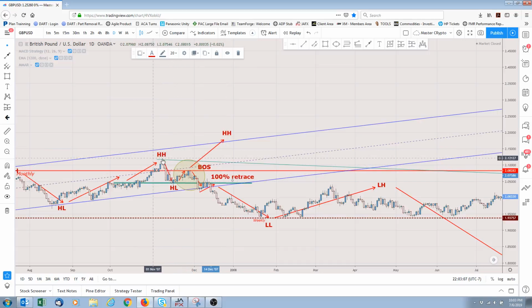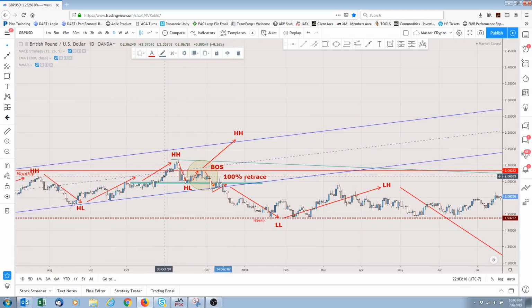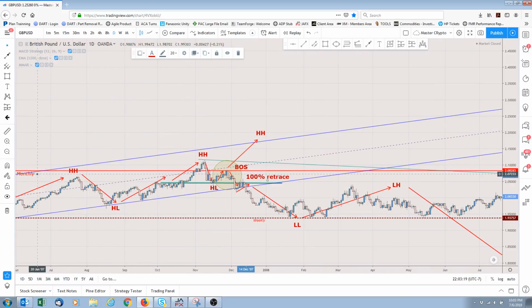So when price made a higher high over here, came down here, made a higher low, we expected it to make a higher high, but it got held by this red line here, and this red line is our monthly level. So it came up here and came back down. So right here, this is the 100% retrace. So price made a higher low, came back up to the monthly resistance and retraced 100% and actually broke the structure right there. This is what we call break of structure, when price goes beyond 100% retrace.